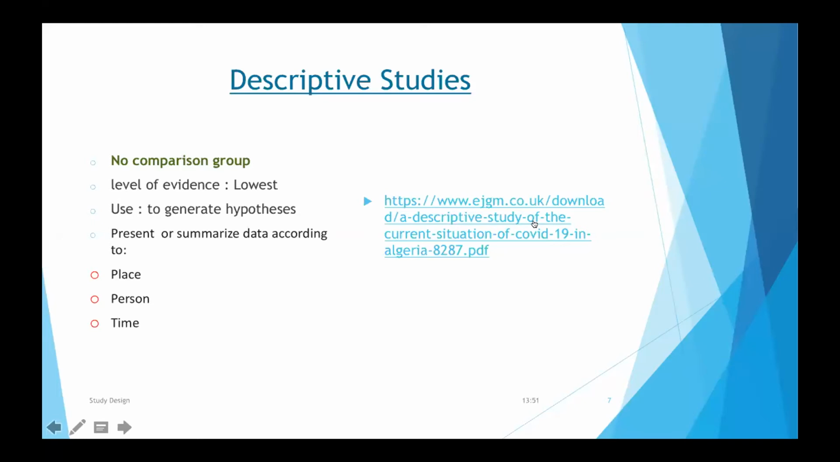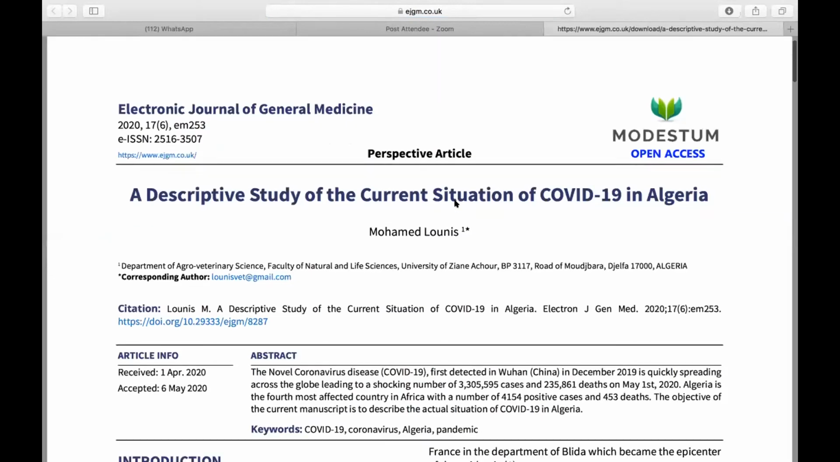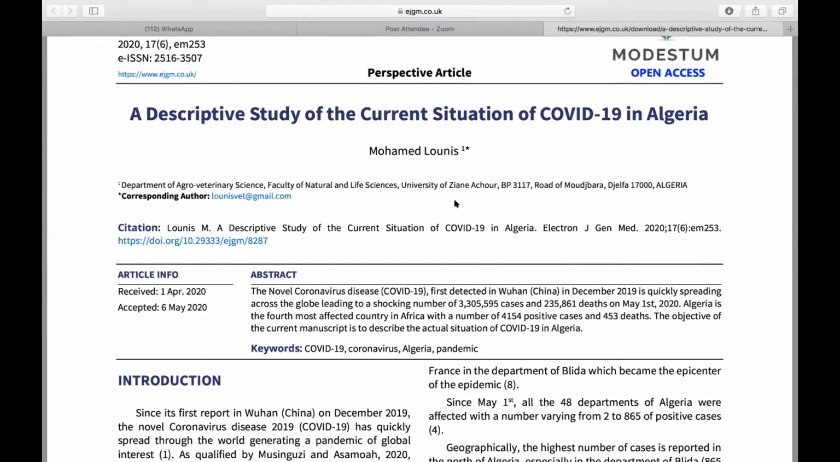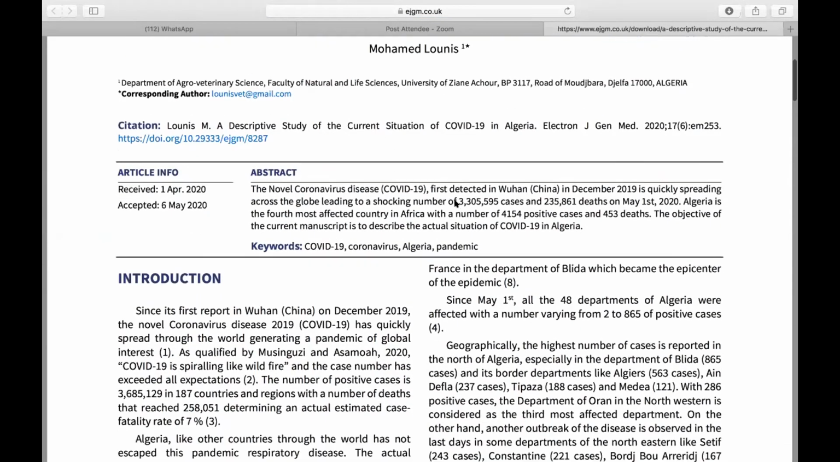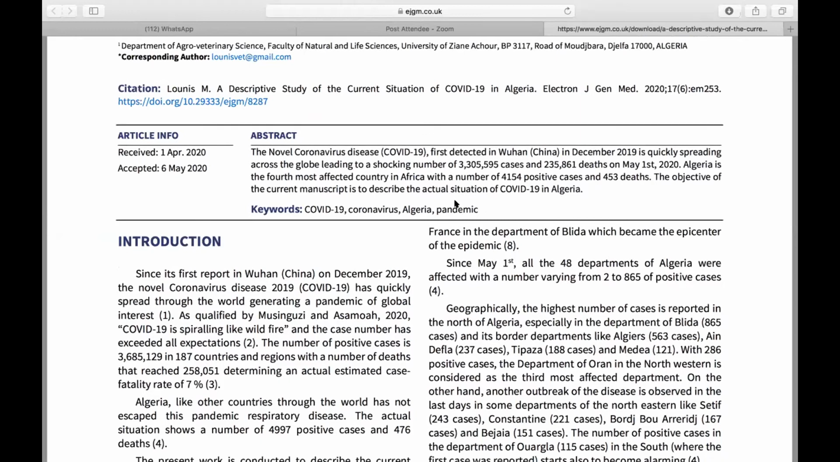جبنا هنا بس خلنا نشوف أفتح هذا اللي هو اللينك، جبت لكم example descriptive study. طيب هنا a descriptive study of the current situation of COVID-19 in Algeria. هذا على طول قال لي إنها أصلاً descriptive. طيب لاحظوا هنا إيش قال في الأبستراكت. The novel corona أو COVID-19 first detected in Wuhan in December 2019 and is quickly spreading across the globe, leading to shocking numbers of تقريباً 3 مليون كيس.